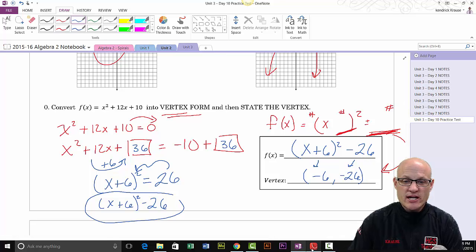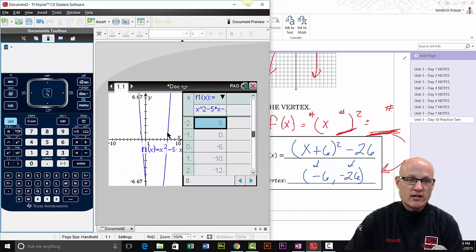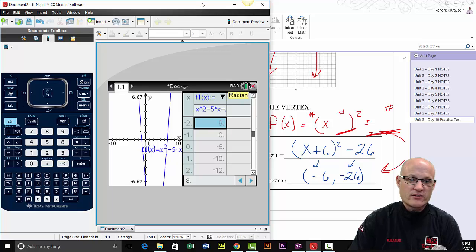Now, if you ever want to know that you got it right, you could always bust your calculator out. I'd say bust your calculator out because that's what all the cool kids are saying.